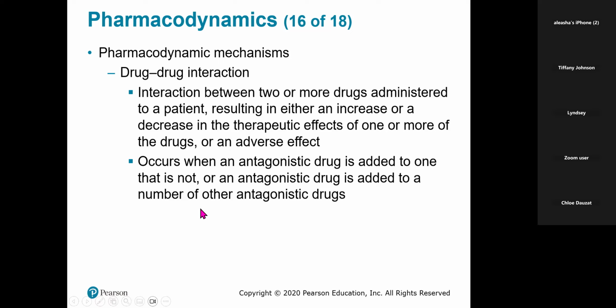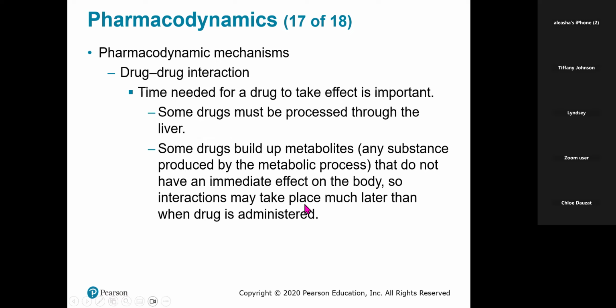So a drug-drug interaction can occur when an antagonistic drug is added to one that is not. So they're both trying to do opposite things. Or if an antagonistic drug is added to a number of other antagonistic drugs, they can be competing to block and thus cause an adverse event or effect.